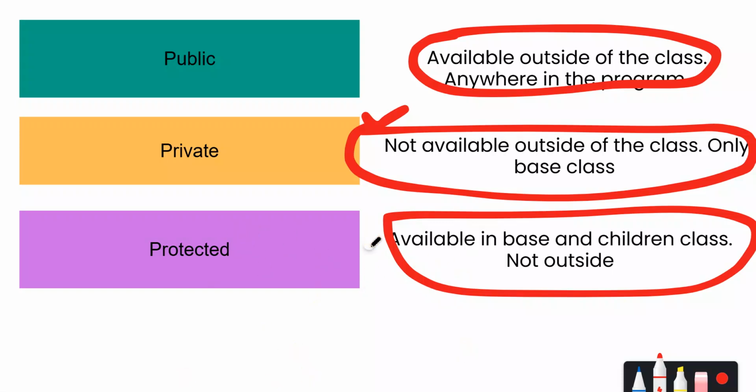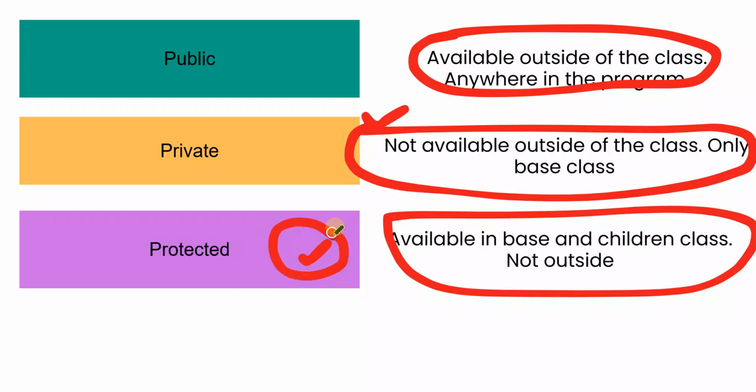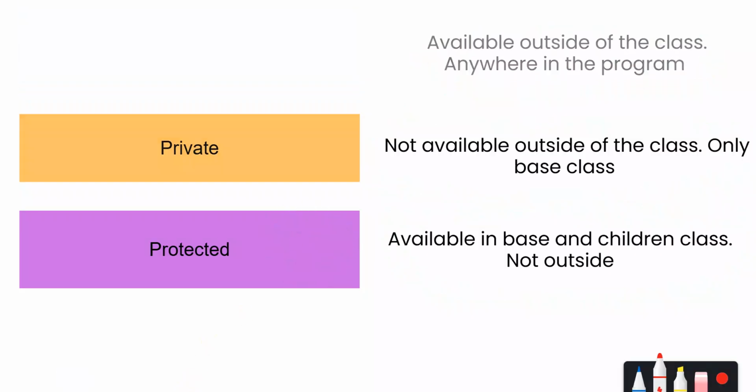We haven't yet studied inheritance, but this is related to it, which means that the data will be available only to the child classes. Because we are studying object-oriented programming, we know that we have to study inheritance, where we inherit from one class to another class. So the protected members are only available to the child classes.